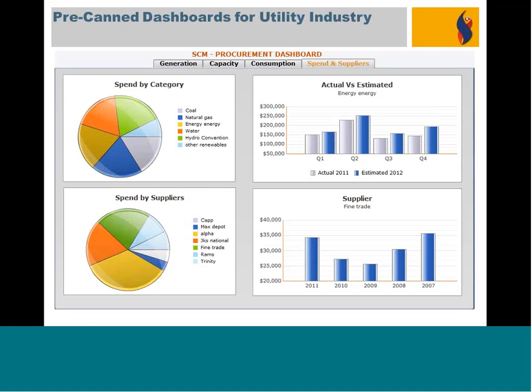So if, for example, you have a list over here that identifies different suppliers, and when you look at it, it can give you information about the suppliers and what the trend has been over a period of time.